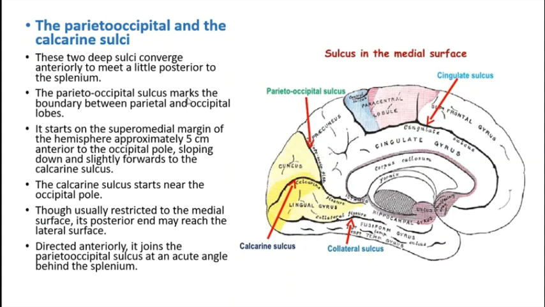The parieto-occipital sulcus marks the boundary between the parietal and the occipital lobes. It starts on the superior medial margin of the hemisphere, approximately 5 cm anterior to the occipital pole, sloping downwards and slightly forward to the calcarine sulcus. This is where you can see this. The calcarine sulcus starts near the occipital pole. यहाँ आप इसे देख सकते हैं. Though it is usually restricted to the medial surface only, its posterior end may reach the lateral surface. कहने की कोशिश कर रहा है कि यहाँ से ये पार्ट टर्न करके आपको superior lateral surface पे भी दिख सकता है. So next, both of them will join and move ahead towards the isthmus.